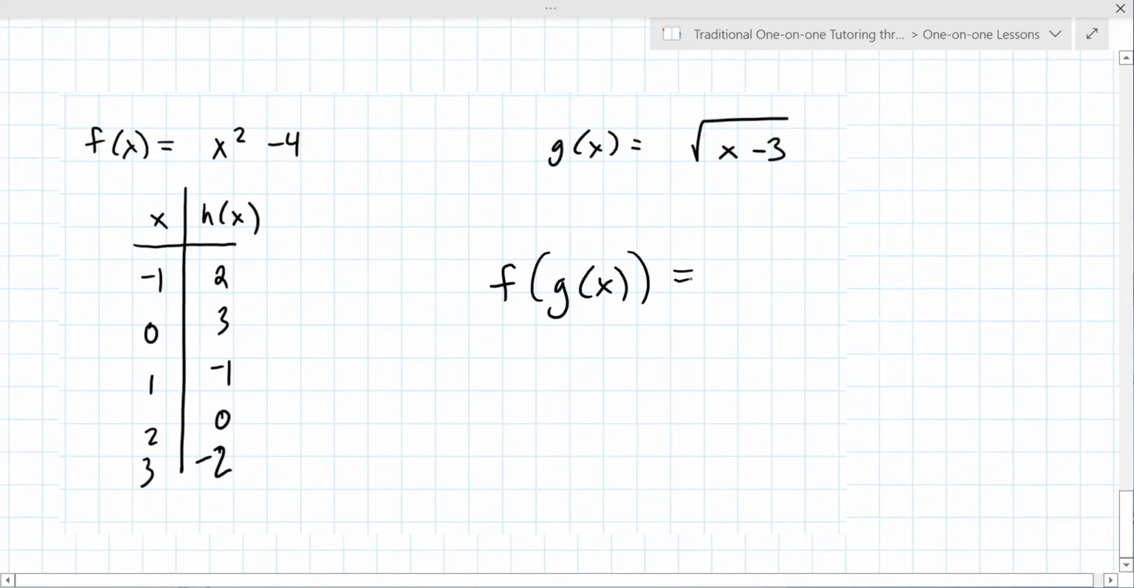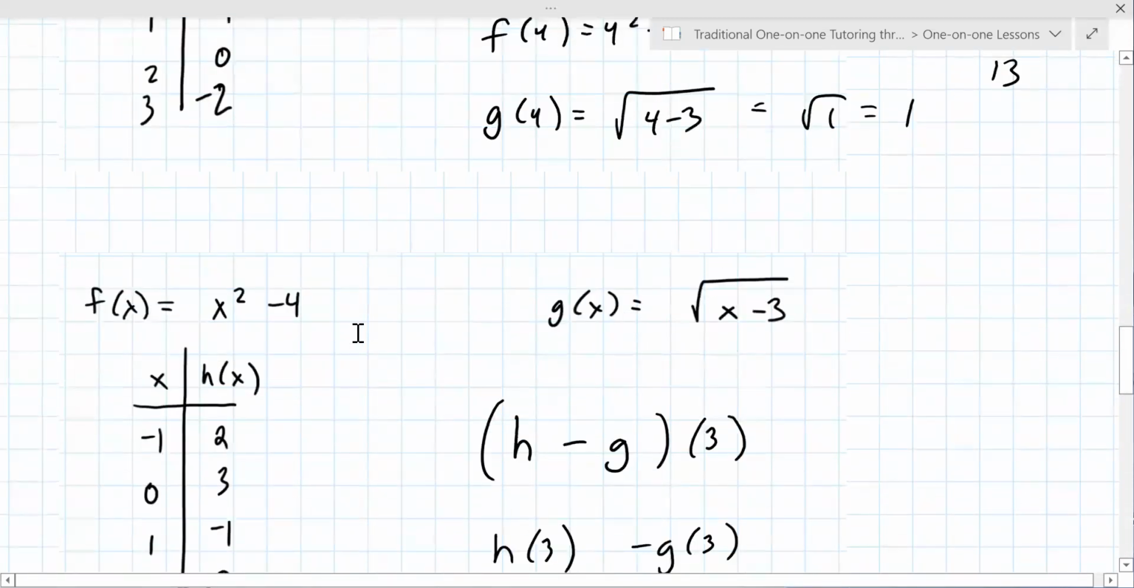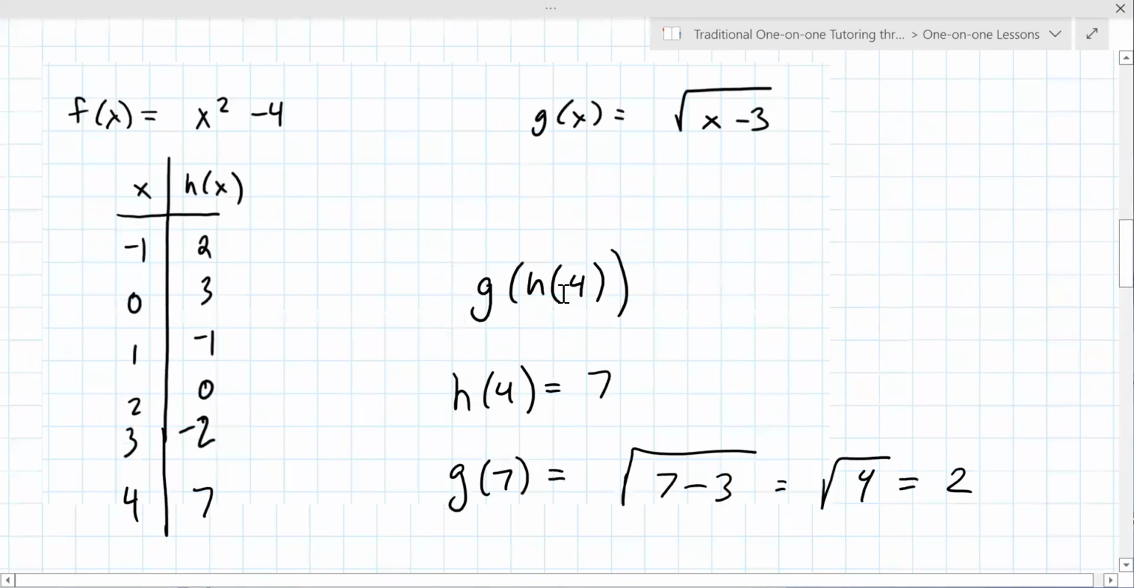All right. So the next thing that you might be asked for is a composition of these functions, which you might think, okay, we've already done that. Let's go back and look. We kind of did, but we did it with numbers. Okay. And numbers are easier. They're preferred.